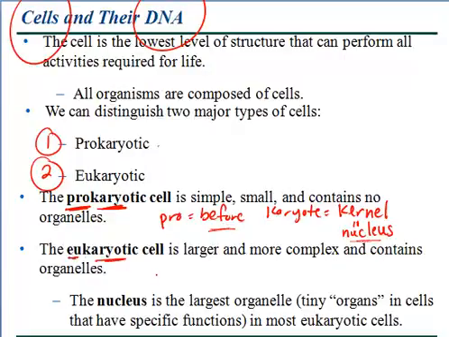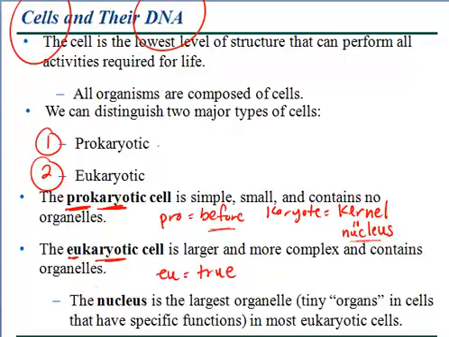Eukaryotic, however, the U portion refers to true. So this means true nucleus. And if you have a true nucleus, obviously that means you have a nucleus, and you also have all of the other organelles inside that cell that have specific functions.